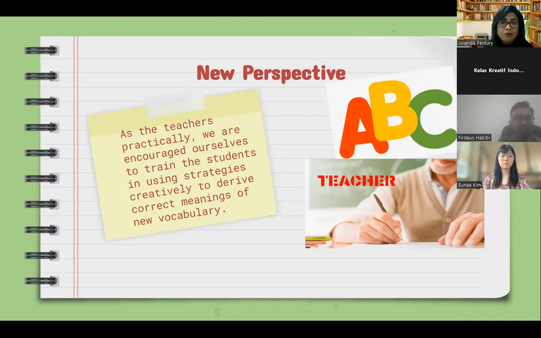It means that we have to be creative so we can create all creative strategies or creative media tools that we can use to develop our students' vocabulary. I think that's all from me. Thank you so much.